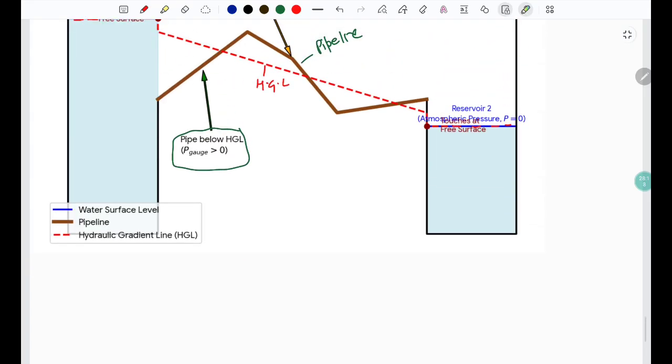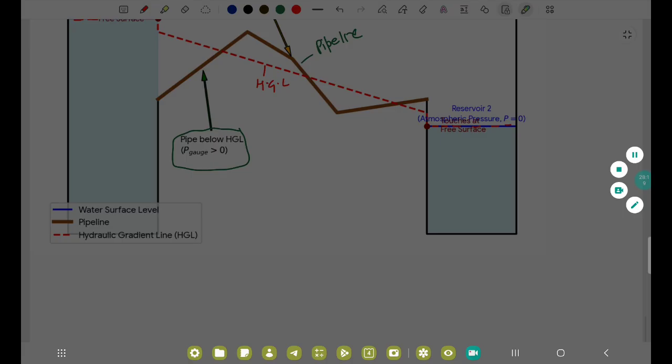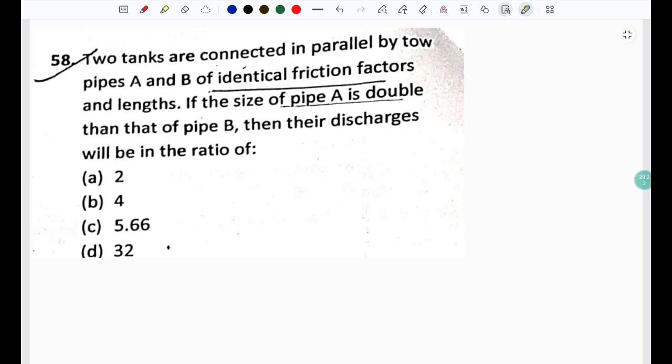Let's see another question. Another question in which I made a blunder was this: two tanks are connected in parallel by two pipes A and B which have identical friction factors and lengths. If suddenly... let us say this was our diagram, supposedly.